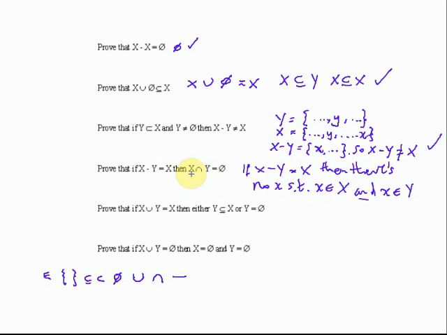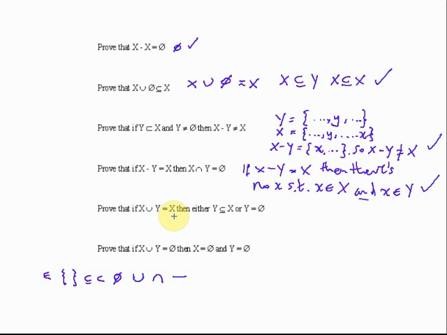X intersect y is the set of everything which is both in x and in y, but we've said here, by the definition, our understanding of the operation of subtraction, that there is nothing which is both in X and in Y. So this set is empty. There is nothing. And the set with nothing in it is the empty set. So that one's proved.